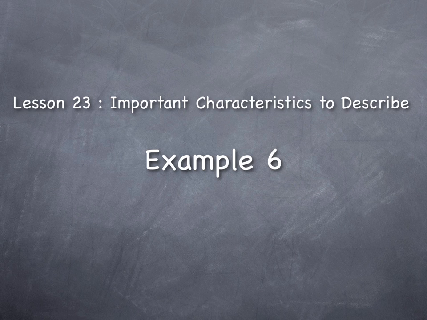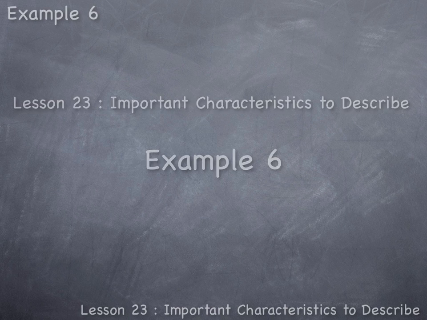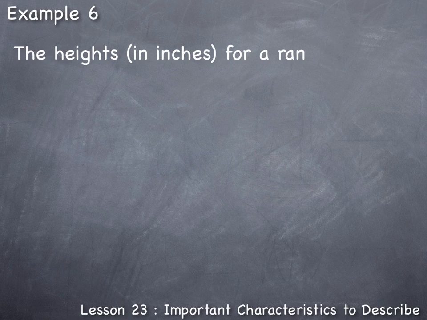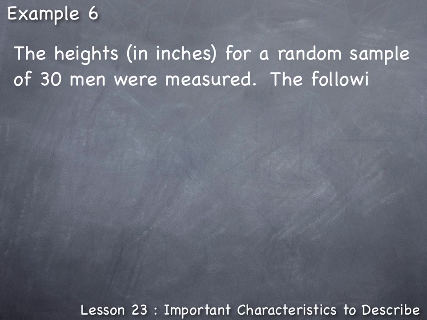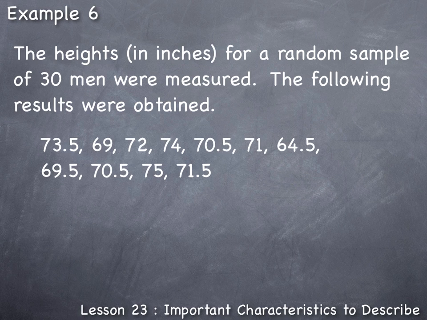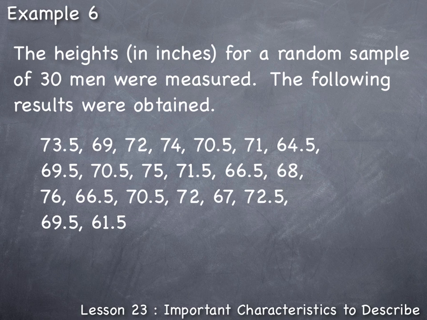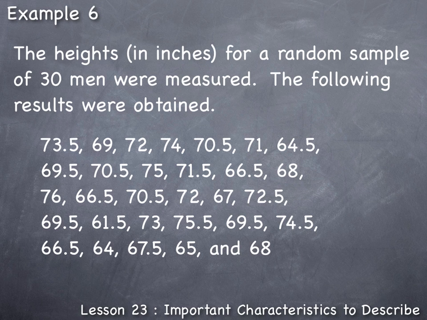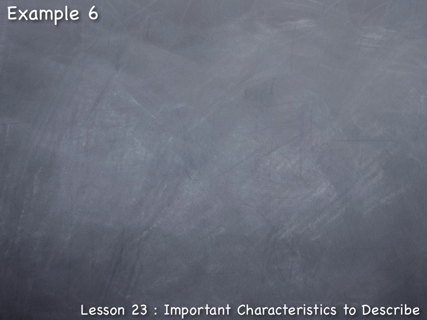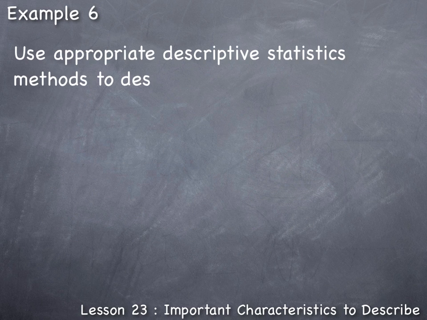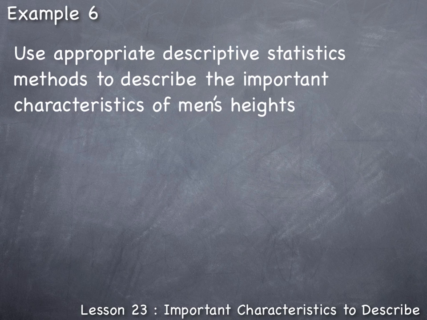Lesson 23, Important Characteristics to Describe. Example 6. The heights in inches for a random sample of 30 men were measured. The following results were obtained. Use appropriate descriptive statistics methods to describe the important characteristics of men's heights for this random sample.